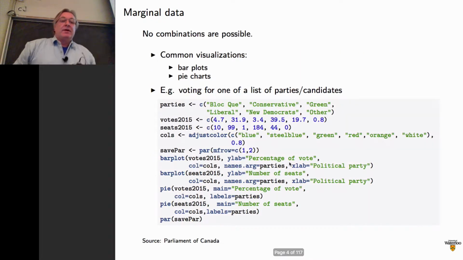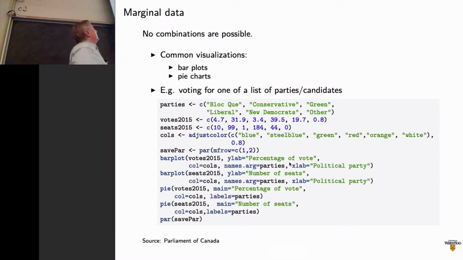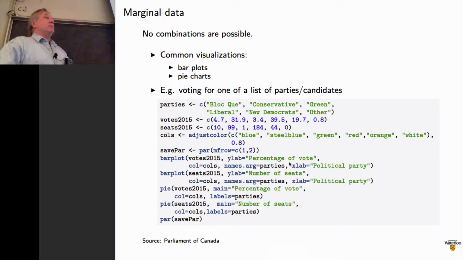Okay, let's start with just marginal data. So all you've got is marginal information. And if all you've got is marginal information, 2 plots that you've used since, again, grade school would be bar plots and pie charts.